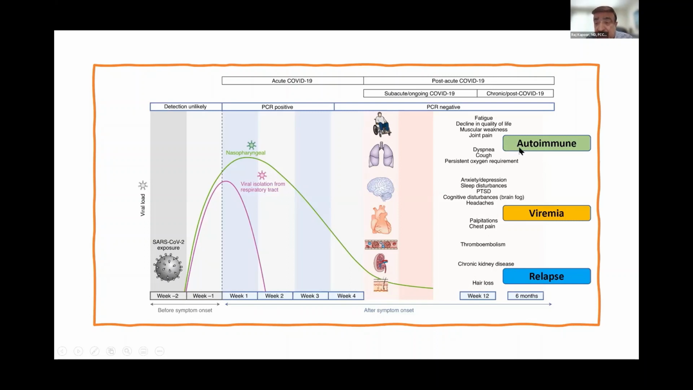The suspected mechanism is autoimmune dysfunction, or there may be persistent viremia because of poor immunity or poor immune response. And in some people who are immunosuppressed, they may have reinfection, they may have relapse. So a lot of research is going on in this, and we'll have more answers as research goes on.